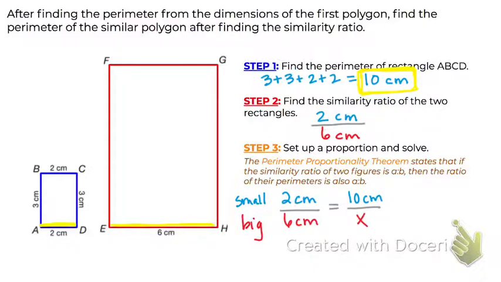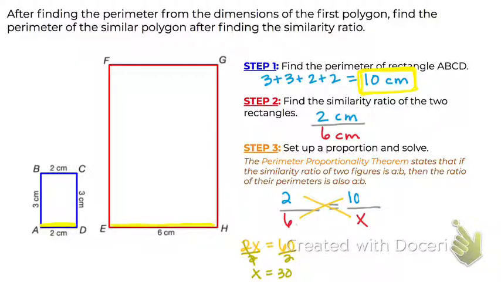Now, when solving this, it is nice to not have our units, so we don't have to deal with multiplying and dividing with units. So I'm just going to erase those, and now I have this proportion that I can solve by cross-multiplying. So when you multiply diagonally, we get 2 times x, and then here we get 6 times 10, which is 60. And now we can just divide both sides by 2, and we see that the answer is 30. So the perimeter of our big red rectangle is 30 centimeters.